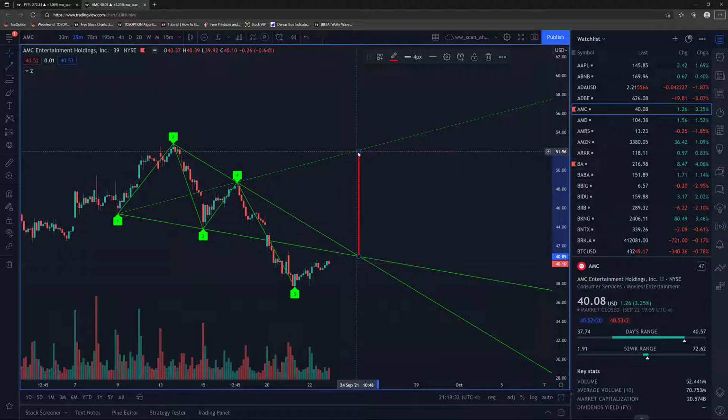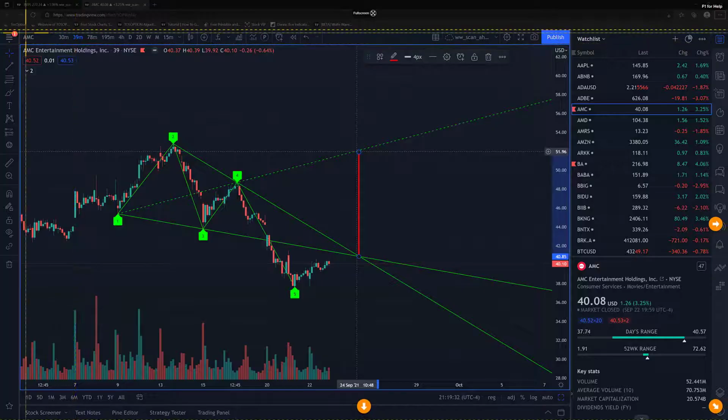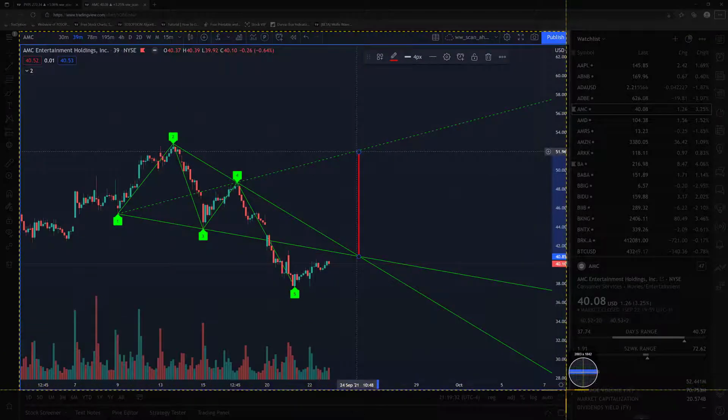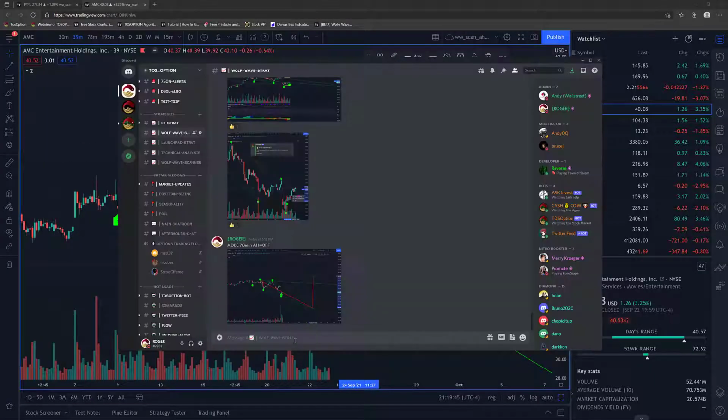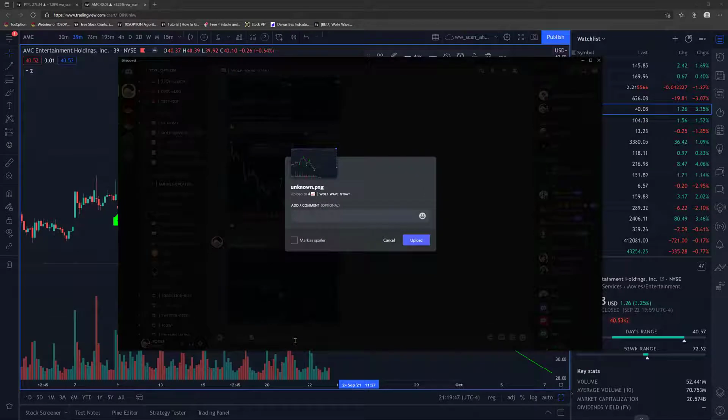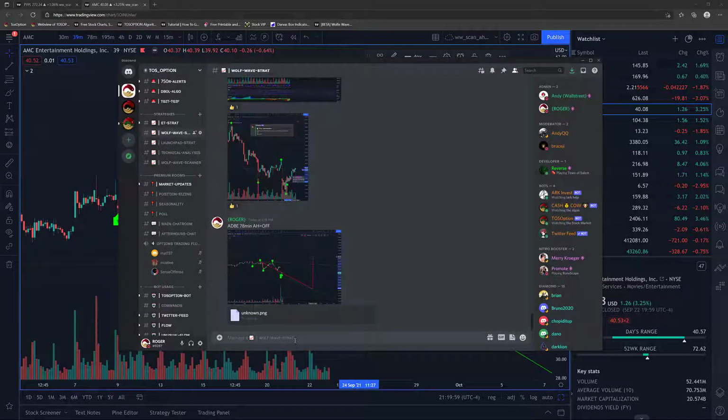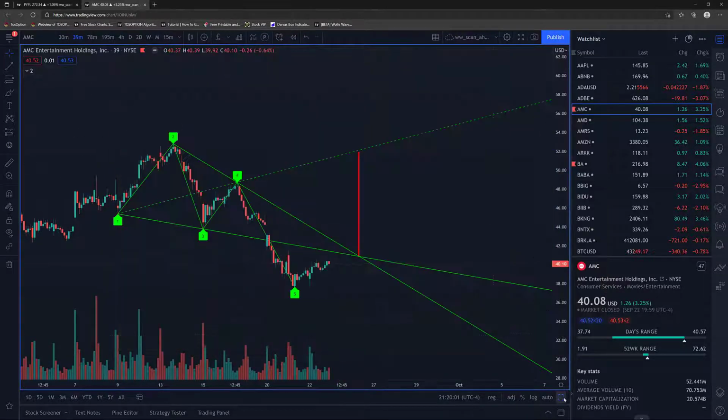Okay, so then what I do here is create an image. I actually prefer using after hours turned on rather than off. So what time frame is that? It's 39 minutes. AMC, 39-minute, after hours off. Okay, so then I'll go back.